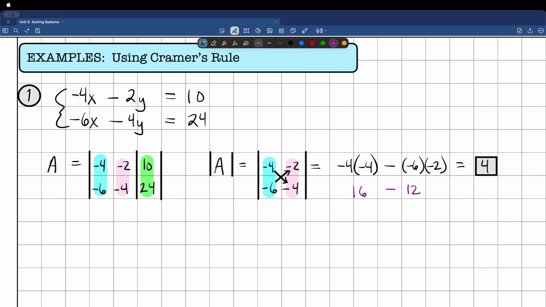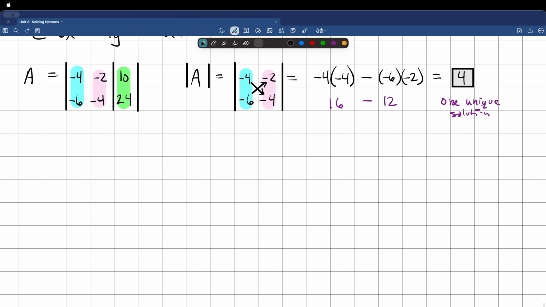And what this tells us is we have exactly one unique solution. And that's because the determinant of the coefficients is not 0. Okay. So the next step is we need to calculate the determinant of the x solution.